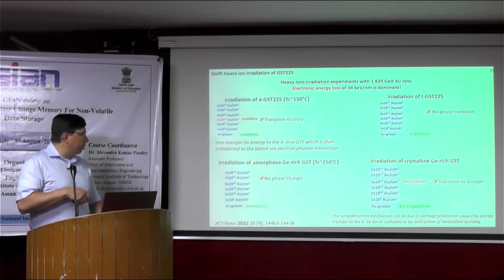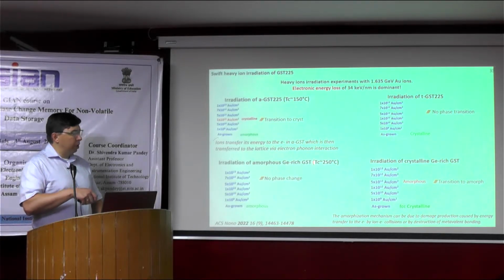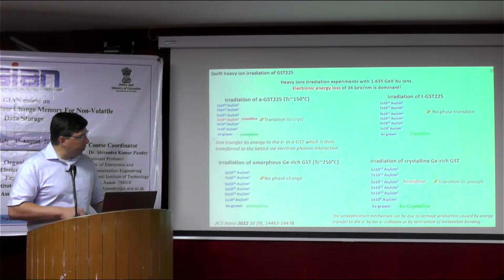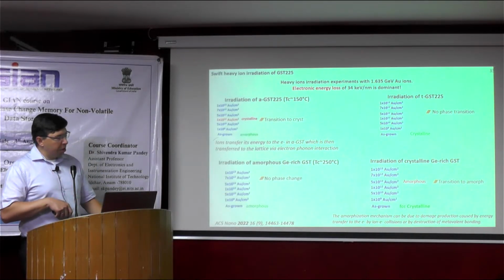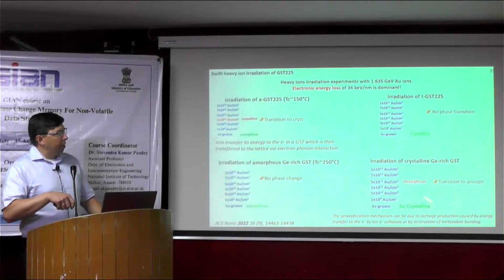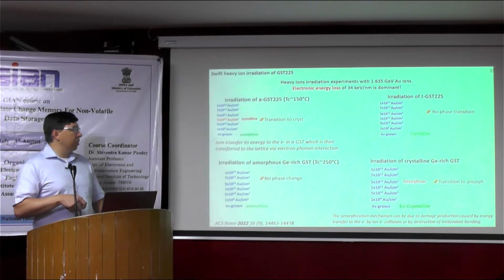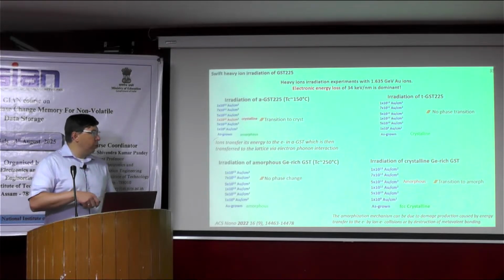For the irradiation of a germanium-rich alloy, which has a crystallization temperature of 250 degrees C, there is also no amorphous to crystalline phase transition. And if we irradiate the FCC crystalline phase of the germanium-rich alloy, it was possible to transform this crystalline FCC phase to the amorphous state at these fluences.